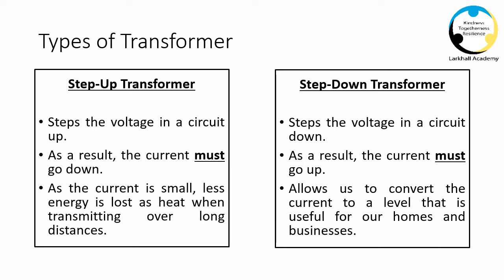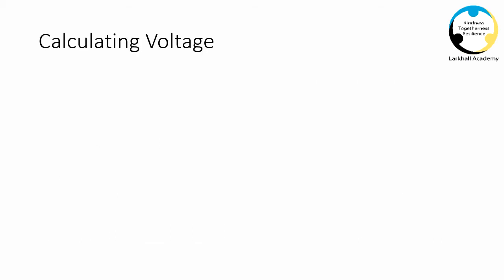So that's the two different types of transformer that we will be using, or that we do use. So how do we go ahead and calculate the voltage then? If we know about our transformer, how can we use that information to calculate our voltage?